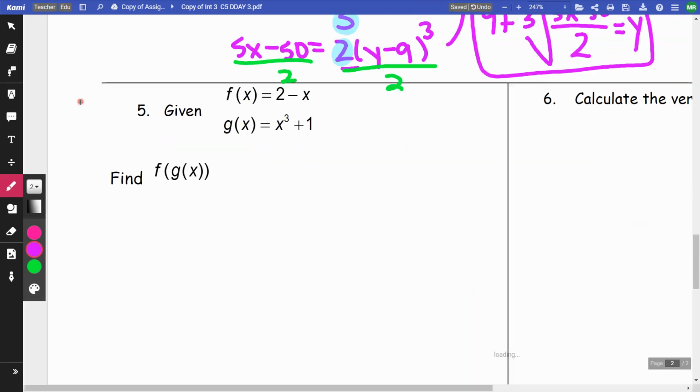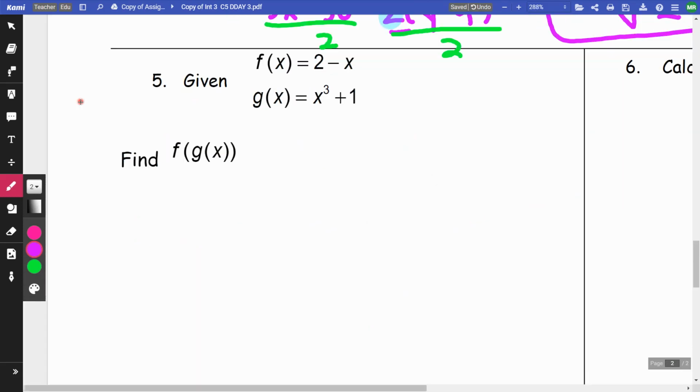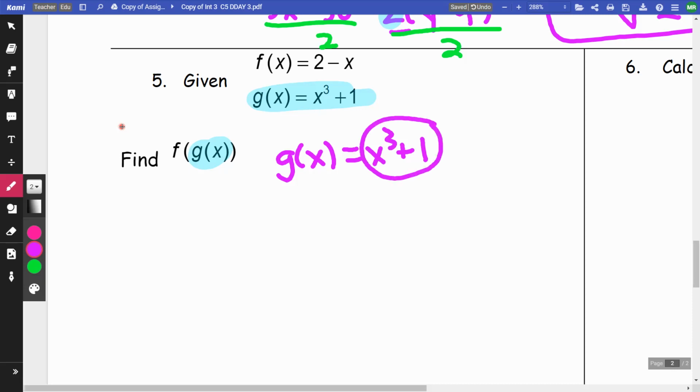On number 5, we're asked to find f of g of x. So with these, what we always do is we're going to start with the inside. So the first thing I'm going to do is find g of x. And I know what g of x is. g of x is equal to x cubed plus 1. So this x cubed plus 1 is now going to go here in my f. So I want f of x cubed plus 1.